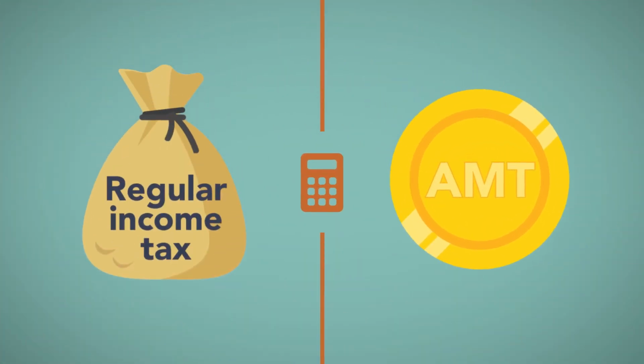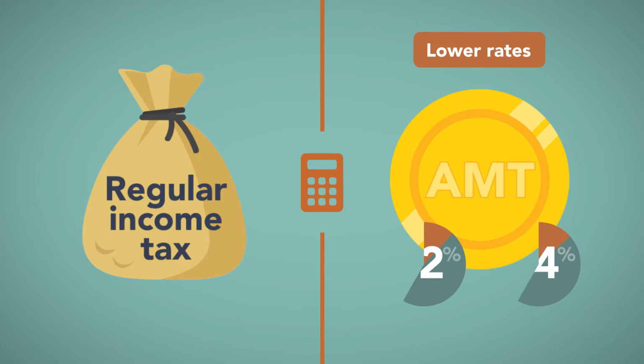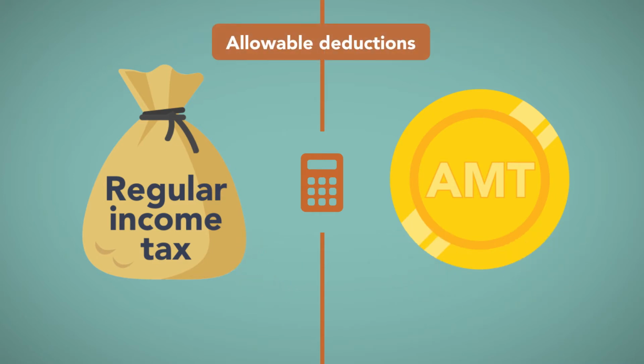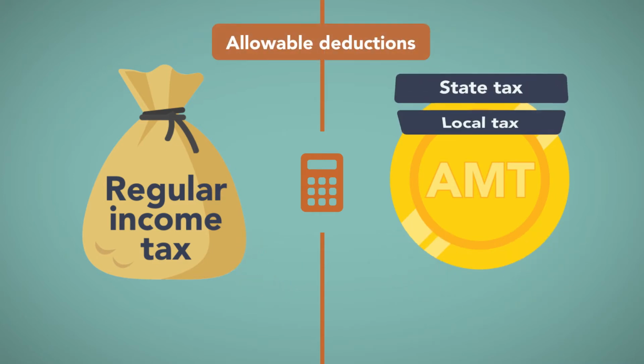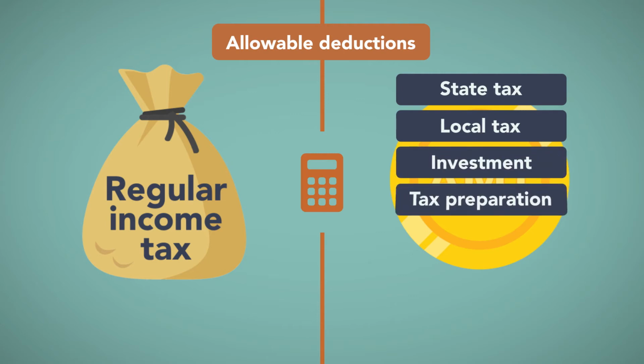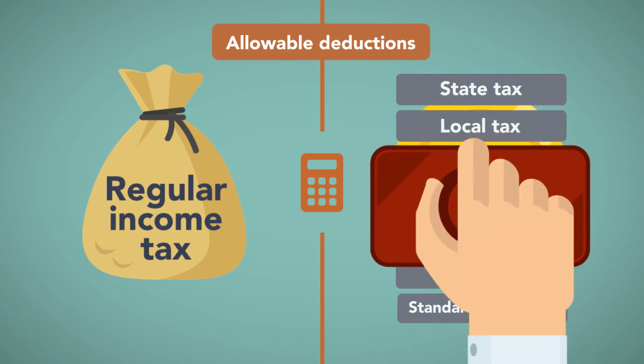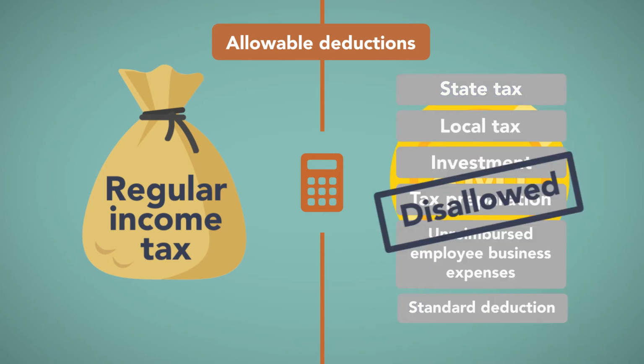The AMT is calculated in essentially the same manner as regular income tax. While the rates are lower, 25% and 28%, as opposed to regular income tax rates which go up as high as 37%, the allowable deductions are also greatly reduced. For example, state and local taxes, investment and tax preparation expenses, unreimbursed employee business expenses, and the standard deduction itself are disallowed in AMT calculations.